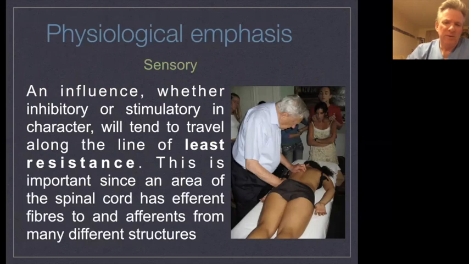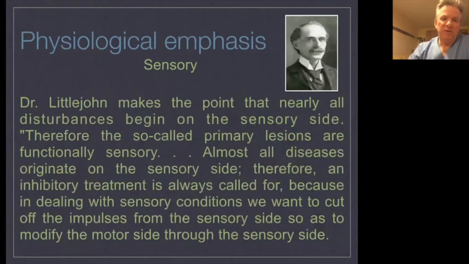Wernham goes on: an influence, whether inhibitory or stimulatory in character, will tend to travel along the line of least resistance. This is important since an area of the spinal cord has efferent fibers to many different structures. So in relation to Head's and Hilton's law, we have manifestation of symptoms to the surface and our ability to use the surface and structure of the body to interact with the organic side. And much of this is through the sensory side of the nervous system.